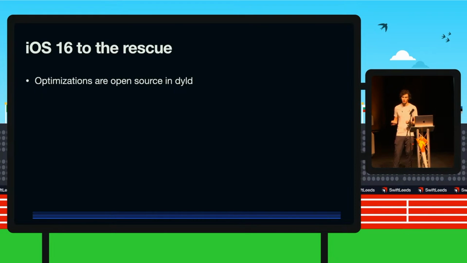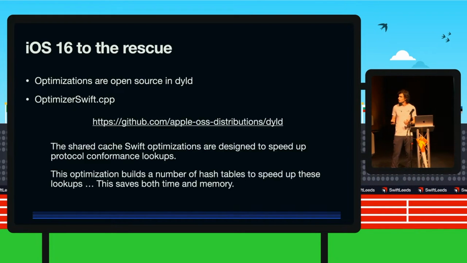Those optimizations are also open source in DYLD. And this file called optimizerswift.cpp, it's all in C++. You can find it at this link if you're interested. But the important bit here is the comment at the top of this file says exactly what I've been saying. It says, the shared cache Swift optimizations are designed to speed up protocol conformance lookups. The optimization builds a number of hash tables to speed up these lookups, saving time and memory.